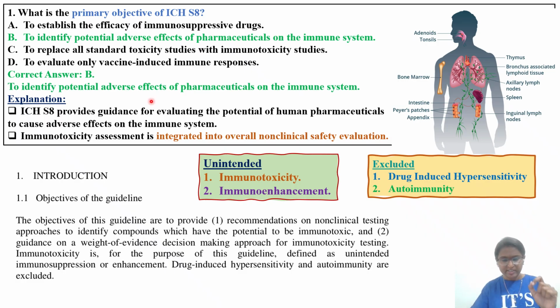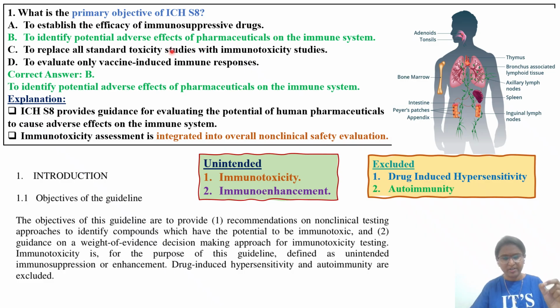Okay. So what is the explanation given by ChatGPT? We'll see. ICH S8 provides guidance for evaluating the potential of human pharmaceuticals to cause adverse effects on the immune system. Okay, I am developing a new drug. If my new drug is going to affect the immune system, then you have to check. Unintended immunotoxicity assessment is integrated into overall non-clinical safety evaluation. So this is your option number C.